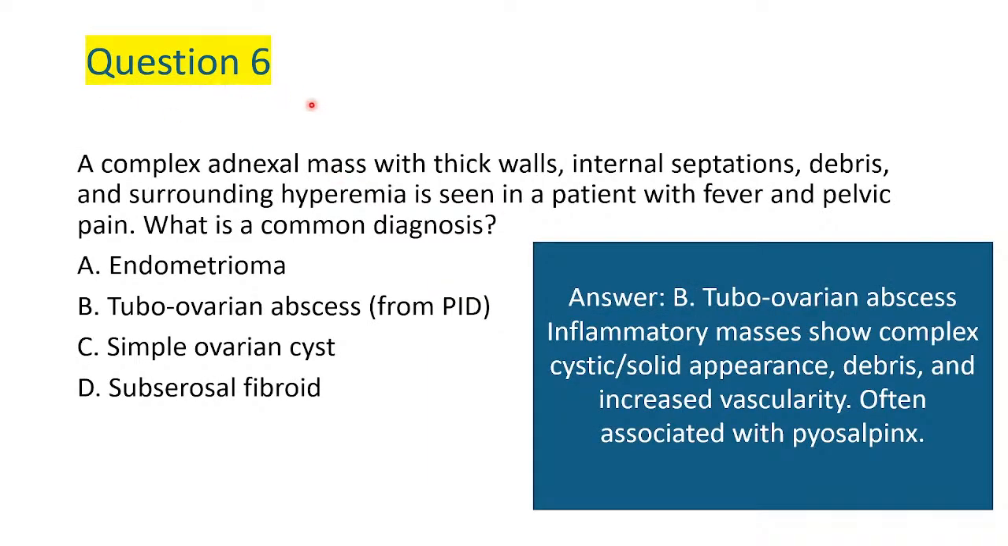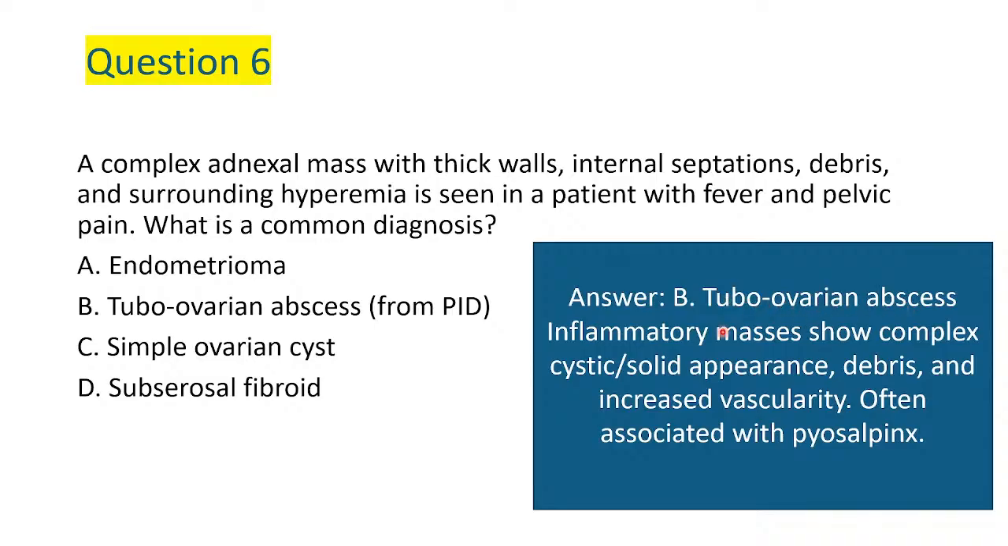Question number 6. A complex adnexal mass with thick walls, internal septations, debris, and surrounding hyperemia is seen in a patient with fever and pelvic pain. What is a common diagnosis? A. Endometrioma. B. Tubo-ovarian abscess from PID. C. Simple ovarian cyst. D. Subserosal fibroid. So the answer is B.